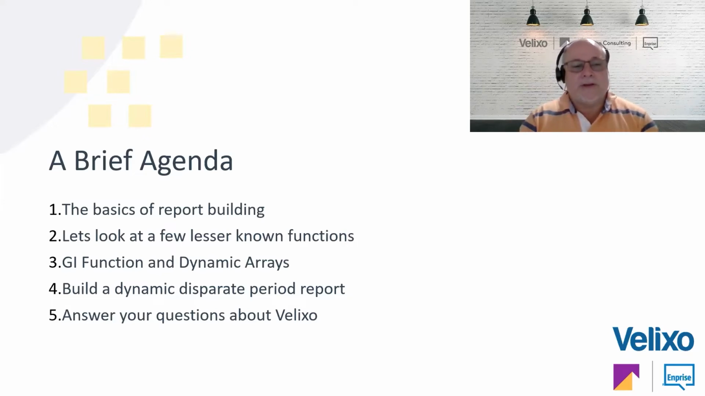Then I'm going to touch on the generic inquiry function, because one small function is probably the most powerful of everything. And when you combine that with dynamic arrays in Excel, you can literally do anything to any data you've got sitting in MYOB Advanced. Okay. And then I'm going to build a dynamic report for you across disparate periods. That's where it becomes quite difficult, and I'll take you through how using one or two functions enables you to make that really simple and easy. And then I'll answer any questions you've got about Velixo at the end.